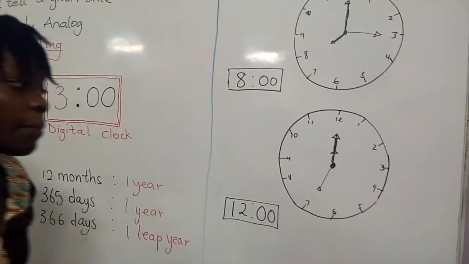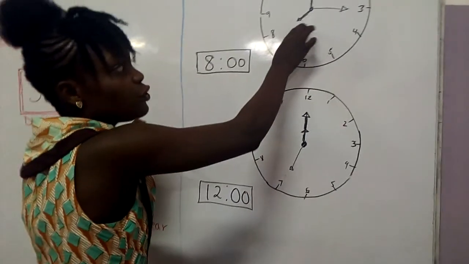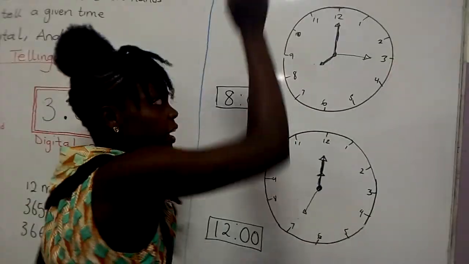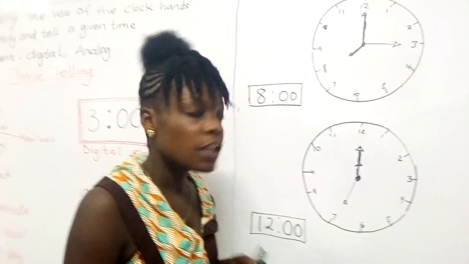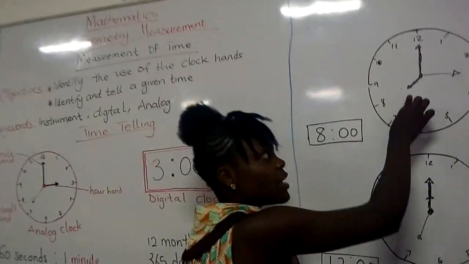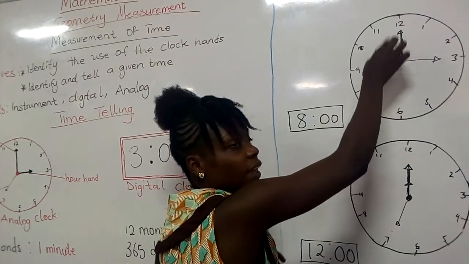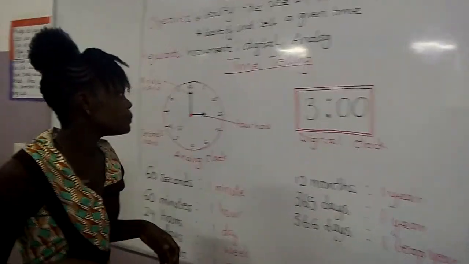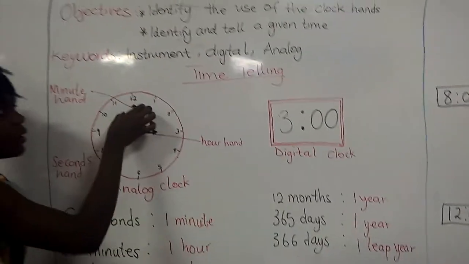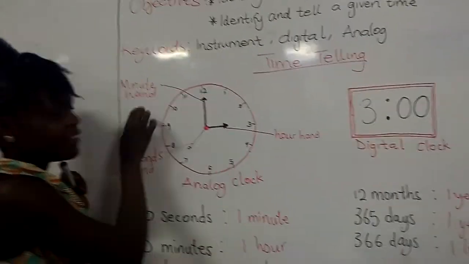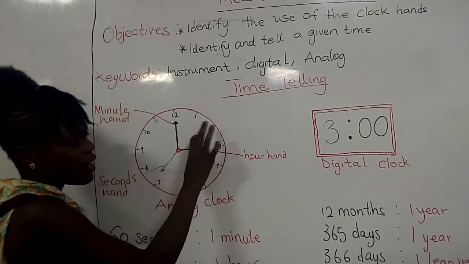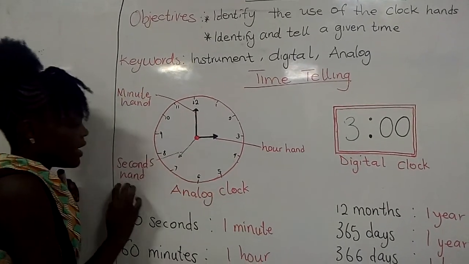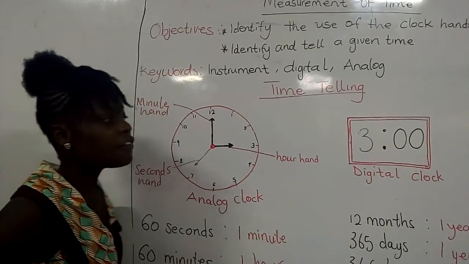So always remember to use the short thick line for the hour and the long thick line for minutes. The short thick line is for hour and the long thick line is for minutes. So let's go over. I said that the long thick line is the minute hand, short thick line is the hour hand, long thin line is seconds. And I say we have what?